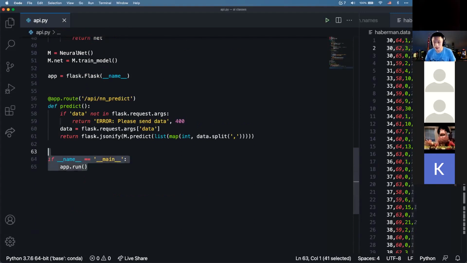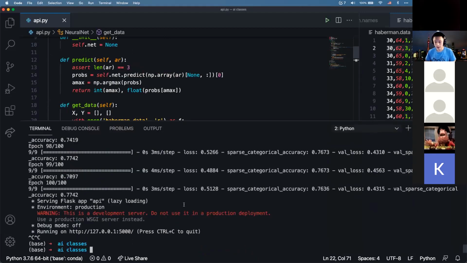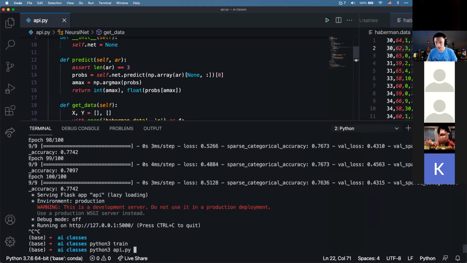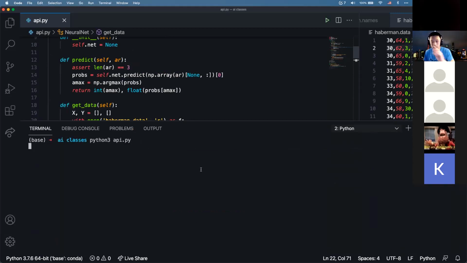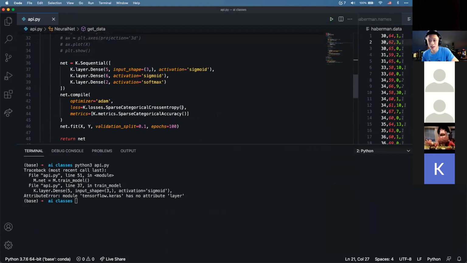So let's go ahead and train this model. I'm going to disable the Flask thing for now. I'll talk about what this is in a second. But let's go ahead and train it. So we're going to call it Python 3. Oh, wait, let's call it API. So we're going to have an API file, and we're going to call it train. So let's see what happens. Moment of truth. Uh-oh. There's a bug.